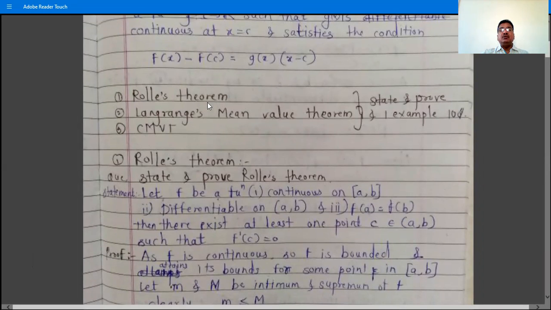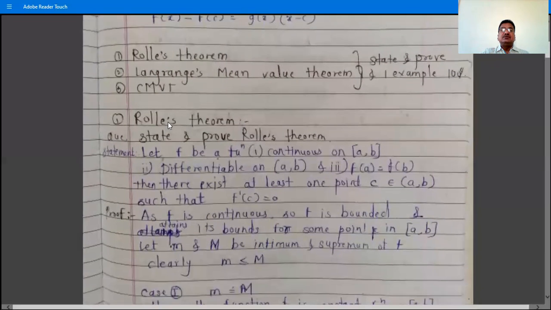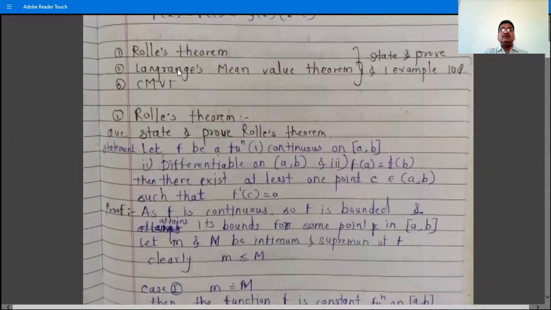What are they? Rolle's theorem, Lagrange's mean value theorem, LMVT, and Cauchy's mean value theorem, CMVT. Out of these, the probability of one theorem coming is 100%. That is, state and prove. And one example is also on this theorem. So as far as the exam is concerned, these three theorems and their examples are important.